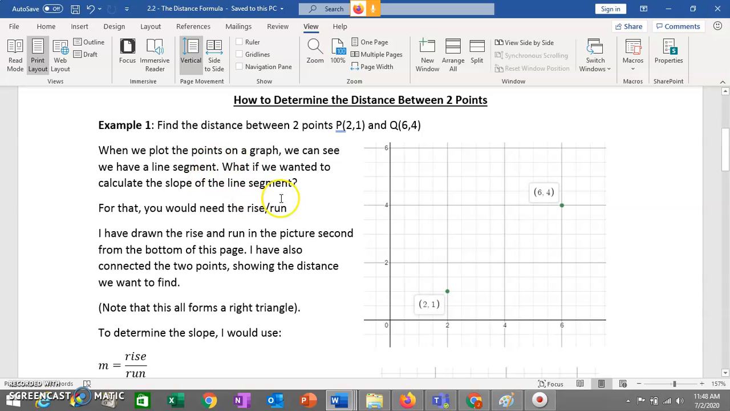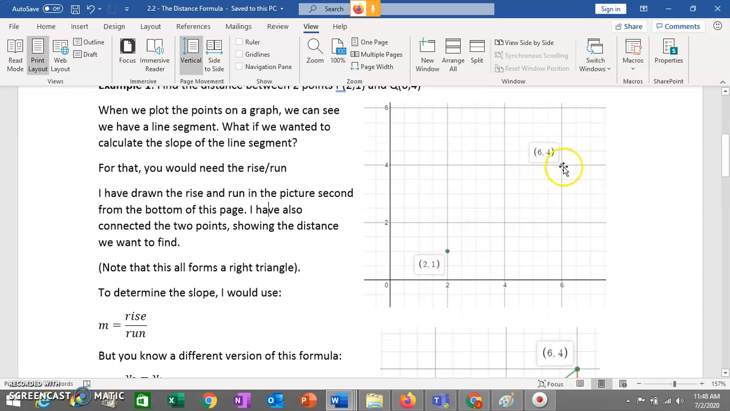Okay, so what you can see is, if we have these 2 points, what would you want to do if you wanted to calculate the slope of a line segment connecting them? So suppose these 2 points were connected with a line segment, and you want to find the slope. How would you find the slope? Well, if you remember from grade 9, and we've used it before in this class, you would need the formula m equals rise over run.